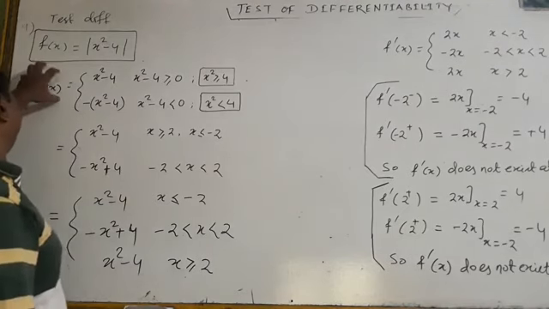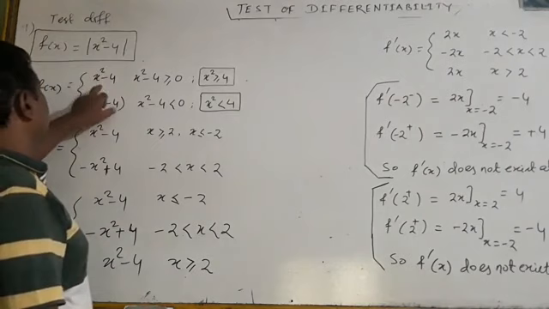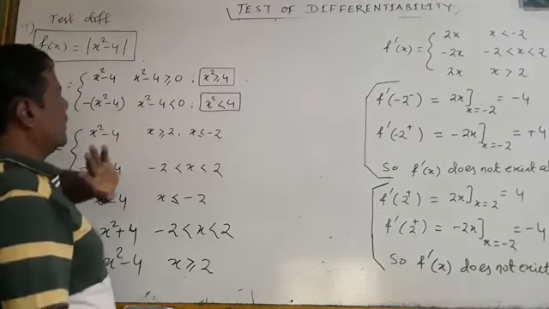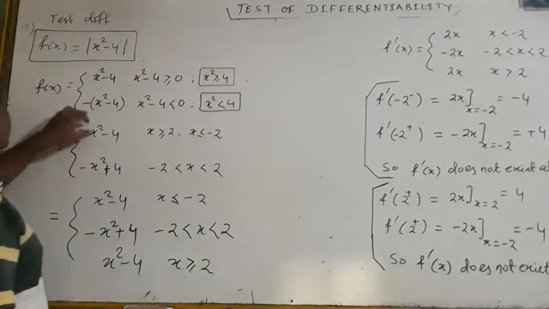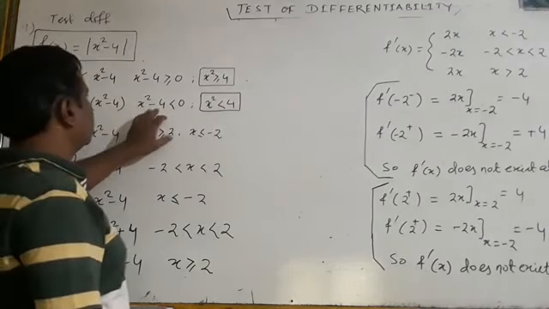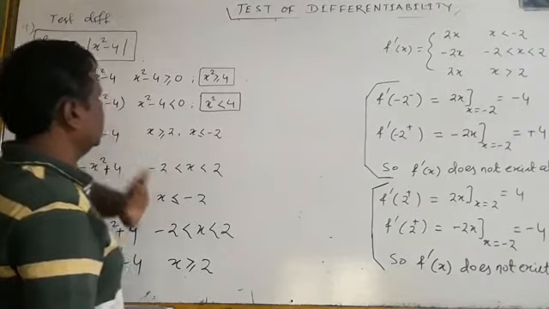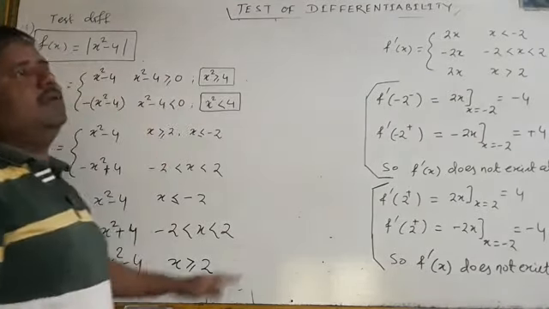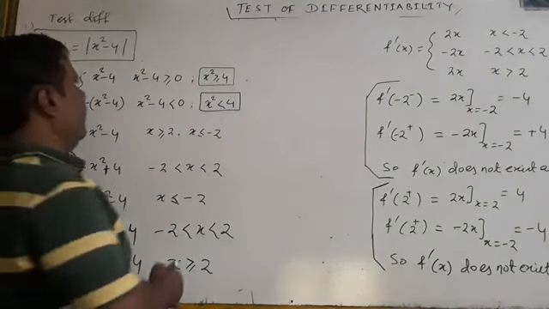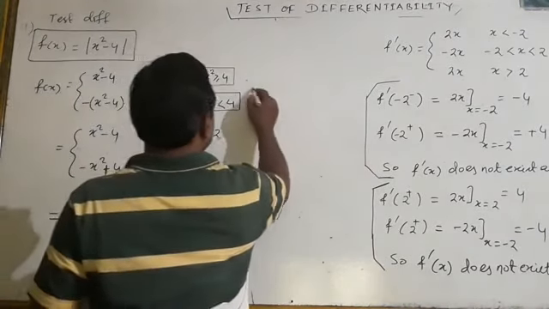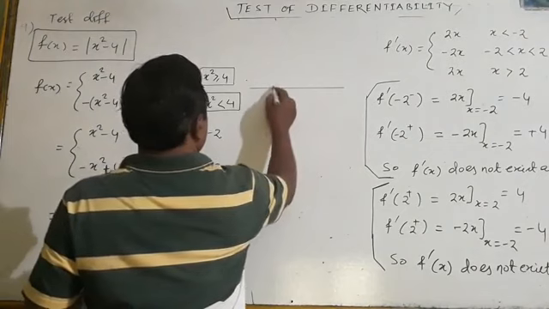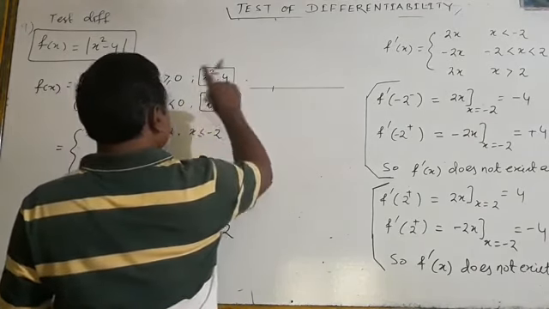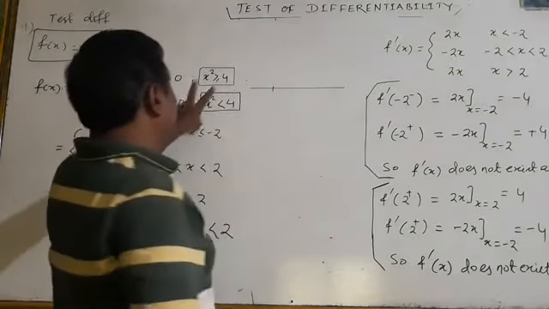Now what is f(x)? It is x² − 4 when x² − 4 is greater than or equal to 0, or x² greater than or equal to 4. And it is −(x² − 4) when x² − 4 is less than 0, that is, x² less than 4. Now look at this point: when x² is equal to 4, mark it.